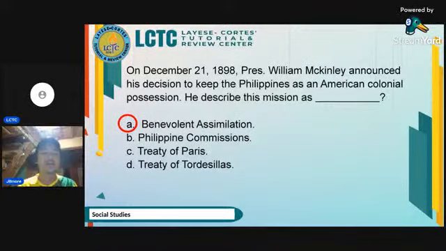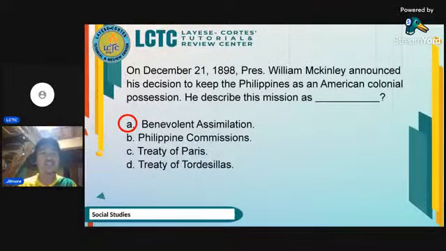Now we're going to discuss each of these items so that you will have a background, and if ever there are questions that will lead to these answers, hopefully during the actual LET exam, it will be easy for you to answer. So once again, teachers, you are free to comment or send your answers, even though there's already a red marking signifying the correct answer.